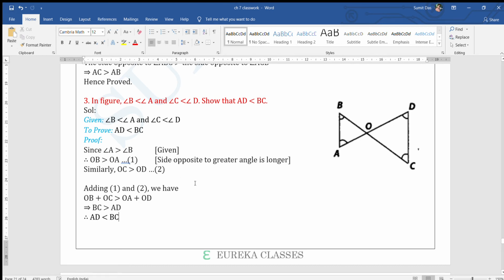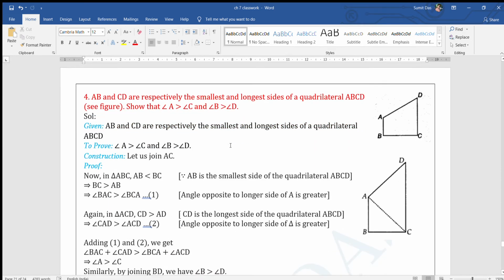Then next question, question number 4. I hope today I can complete this one. Yeah, I think so.